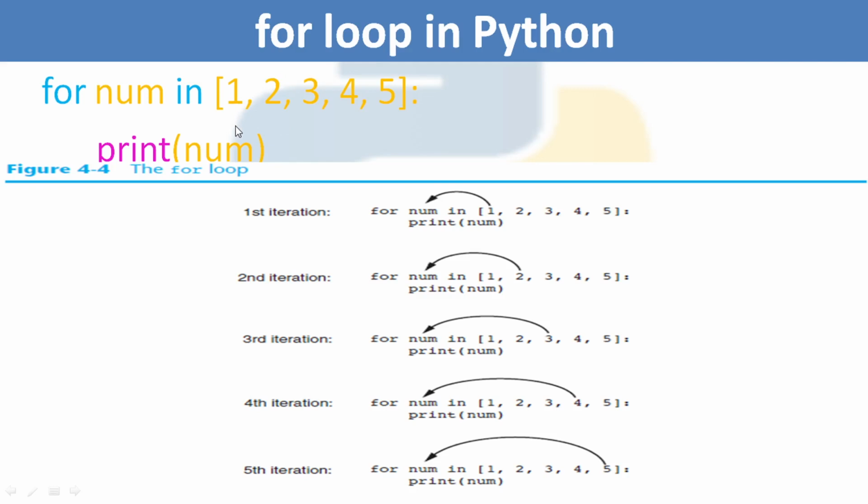So how does it work? In the first iteration, num will hold the value 1 and then it will print 1. In the second iteration, it will hold the value 2, the next value, and print num. In the third iteration, it will hold the next value, which is 3, and print num. Then it will hold the value 4 and print num. And in the final, fifth iteration, it will hold the last element of the list and print the number. So let us take it over to our IDE.